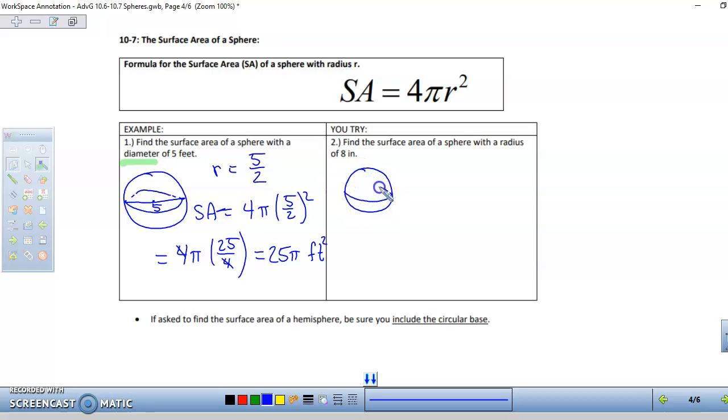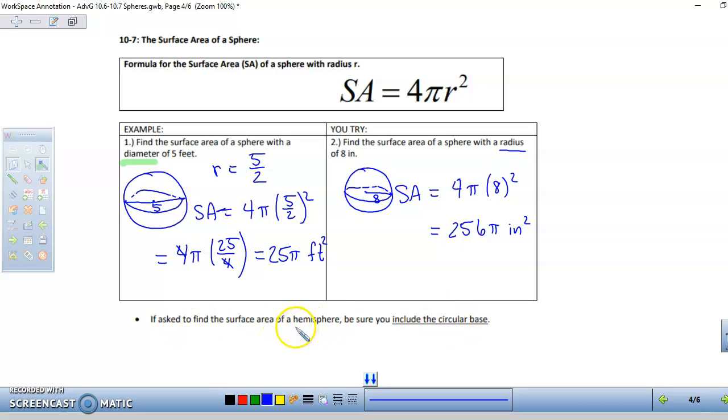Welcome back. You should get a radius this time of 8. So the surface area is 4 pi 8 squared. That one's fairly easy. 64 times the 4, which is, what, 256? Yeah. 256 pi, and then units is again squared.